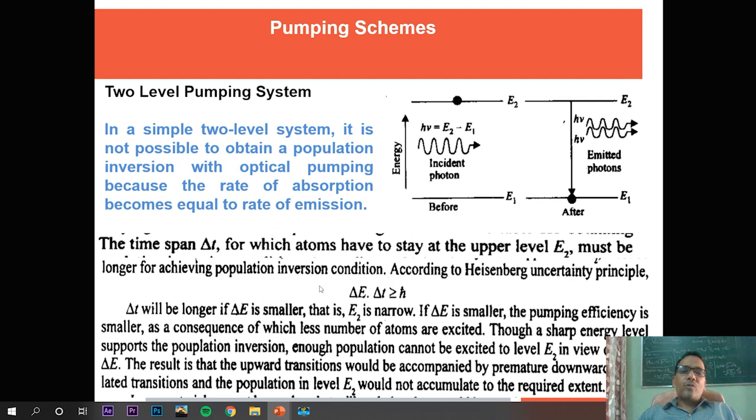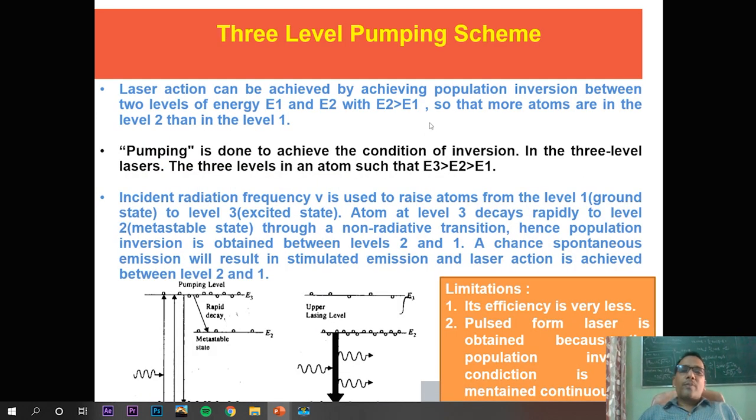Then we use some more energy level systems, and here that is the three level pumping scheme. In this three level pumping scheme we have the ground state, and then we have E2, and this is E3, the higher energy level. From the ground state, by absorption transition, the atoms of the ground state excite up to the higher energy level, that is E3.